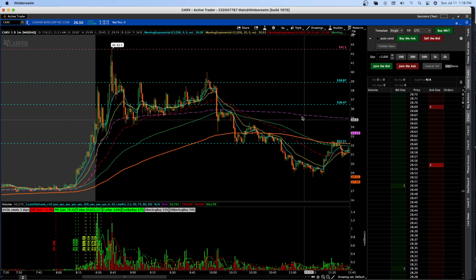Yeah, maybe it looks pink, but it's this one here. This purple line here is VWAP. Okay, so let's see here.